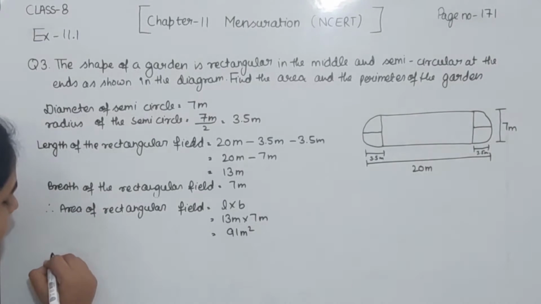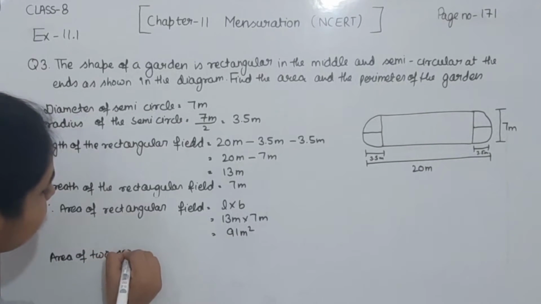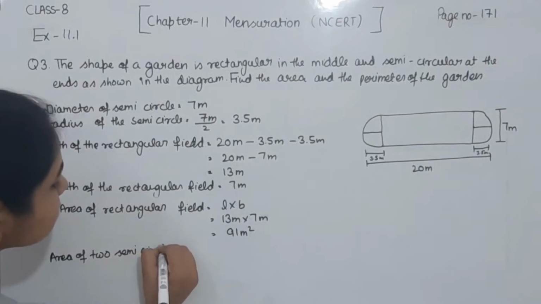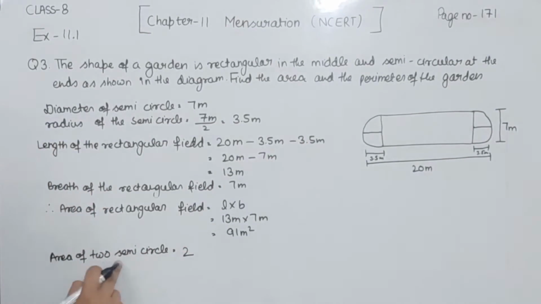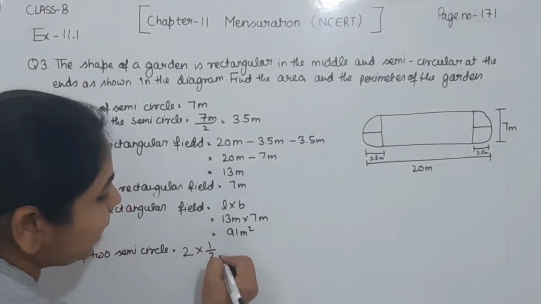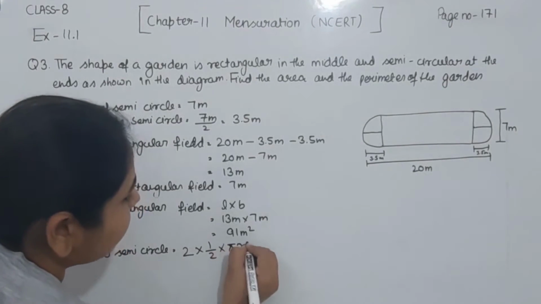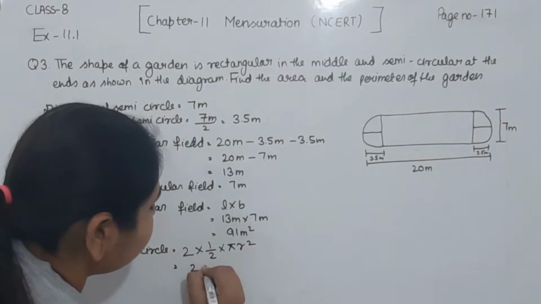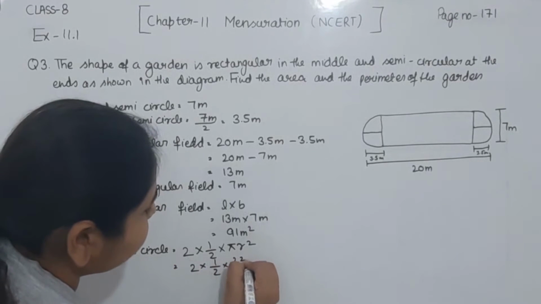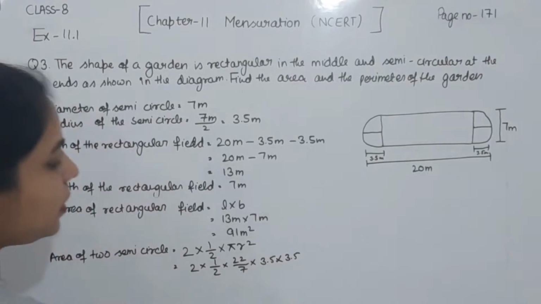Now we have to find the area of two semicircles. So we have to find the area of the two circles, and we will multiply it by half because we have the half, that is semicircle, by pi r square. This is the formula: 2 multiplied by half multiplied by pi r square. So now I'm going to write here 2 multiplied by 1 by 2. The value of pi is 22 by 7, and the radius is 3.5 multiplied by 3.5.